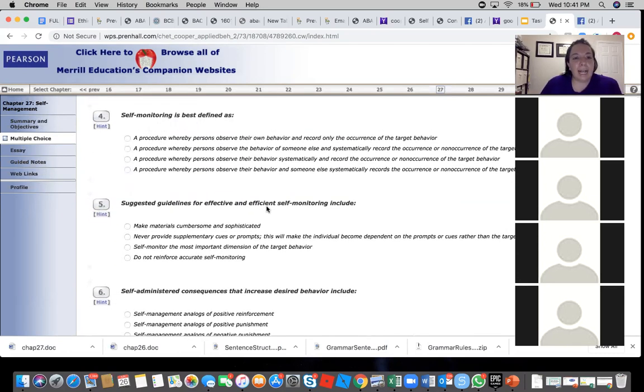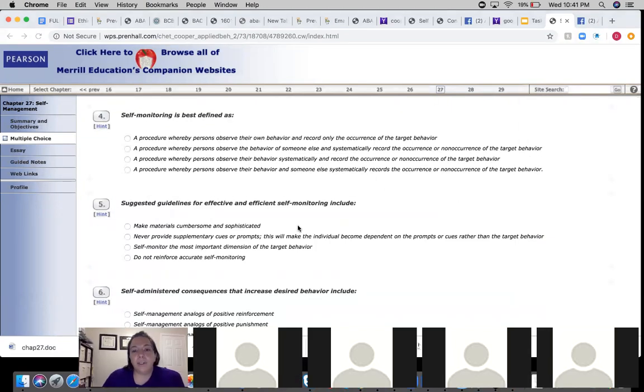4. Self-monitoring is best defined as A, a procedure whereby persons observe their own behavior and record only the occurrence of the target behavior, B, a procedure whereby persons observe the behavior of someone else and systematically record the occurrence or non-occurrence of the target behavior, C, a procedure whereby persons observe their behavior systematically and record the occurrence or non-occurrence of the target behavior, or D, a procedure whereby persons observe their behavior and someone else systematically records the occurrence or non-occurrence of the target behavior. C.